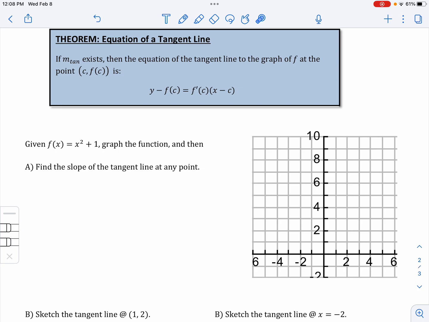All right, so this says if the slope of the tangent exists, meaning if you have a line with a slope, then the equation of that tangent line. So now I'm not looking for the slope of the line, I'm looking for the exact equation of that line. And if the point that's on that line is this point here, c stands for some random number. When you plug c into the equation, that's your y. So remember, this is just x, y. Then you can write the equation in point slope form.